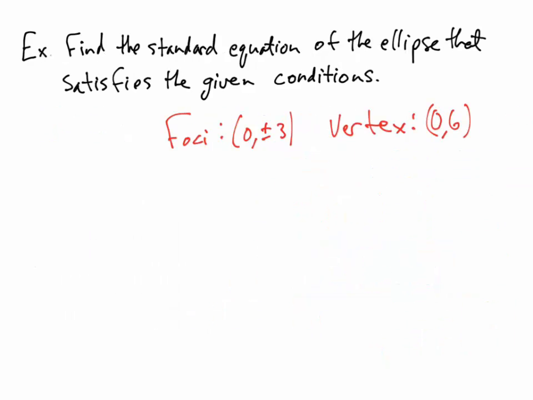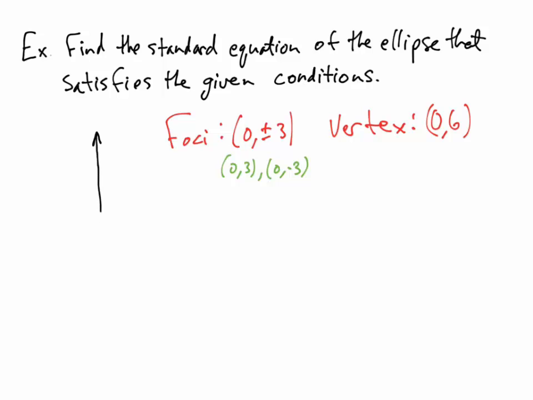And then these next two examples go about things in the opposite direction. Now we're given some conditions and we want to come up with the equation. So we have focal points of 0, comma, plus or minus 3, and then we have a vertex of 0, 6. So this is just saying we have 0, 3 and 0, comma, negative 3 for the focal points.